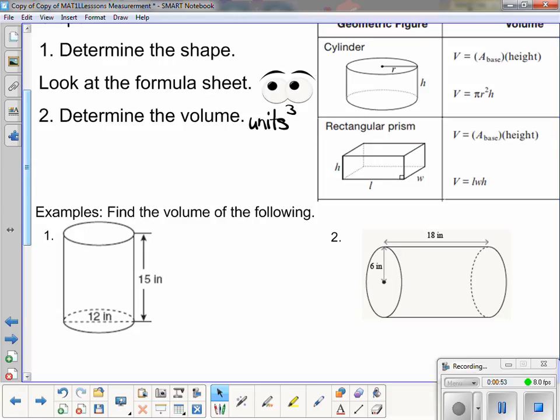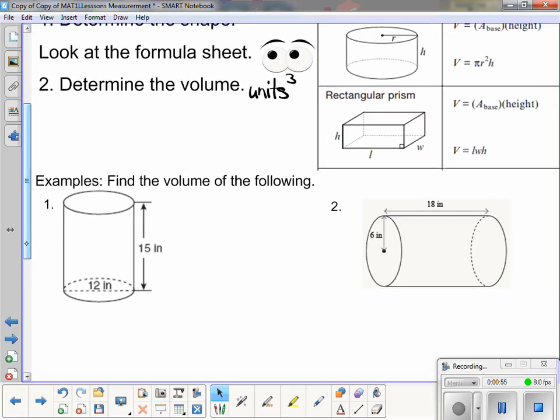Okay, so it appears that my first two questions are cylinders. So if I go up to the top again and I look here, my volume for a cylinder is pi r squared h. Okay, remember pi is 3.14, so I'm going to just write my formula down. So volume equals pi r squared h. Now when they talk about r squared, that means the number multiplied by itself.